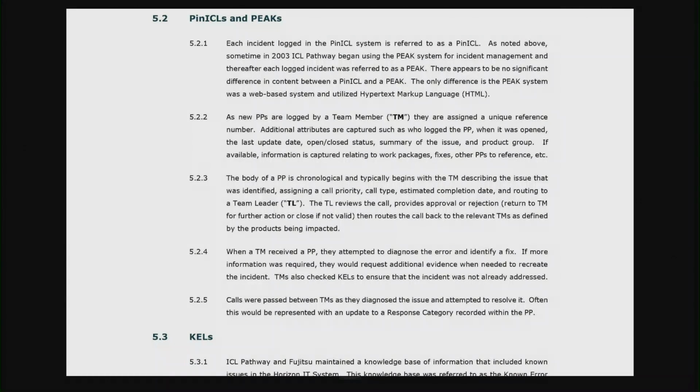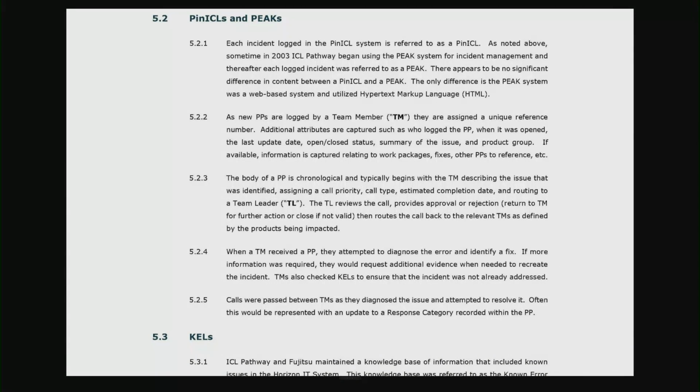Yes. The way that both Pinnacles and Peaks are set out is chronological and begins with the team member describing the issue, assigning a call priority, a call type, an estimated completion date, and routing to a team leader who would or should review the call, providing approval or rejection, and then routing the call back to the relevant team member. Is that right? Yes.